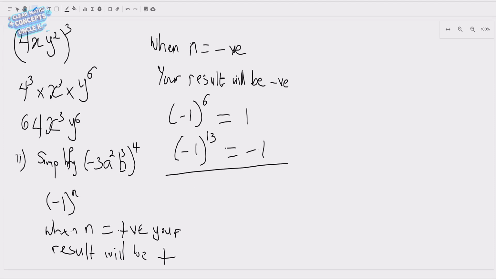Alright, so we have to simplify minus 3 a raised to the power 2 b raised to the power 3, all raised to the power 4. Because we have known that the power is even, the minus will actually go away. Our result will be a positive number. So 3 raised to the power 4, that is 1 power of 1 times power of 4, then times a raised to the power 2 times 4, that's 8, b raised to the power 3 times 4, that's 12. So we will have 81 a raised to the power 8, b raised to the power 12.